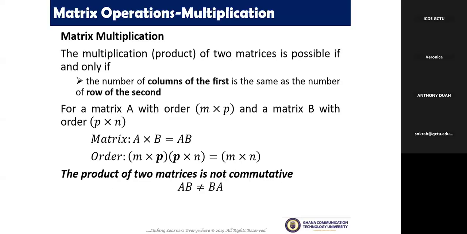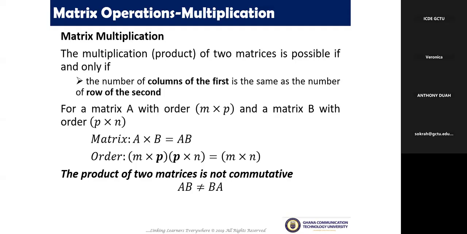Now we want to multiply the full matrix. And I mentioned that the multiplication or product of two matrices is possible if and only if the number of columns of the first matrix is the same as the number of rows of the second matrix. I said this earlier. Before you can multiply two matrices, you have to make sure that the number of columns in the first matrix is the same as the number of rows in the second matrix. If not, there is no way you can multiply the two matrices.